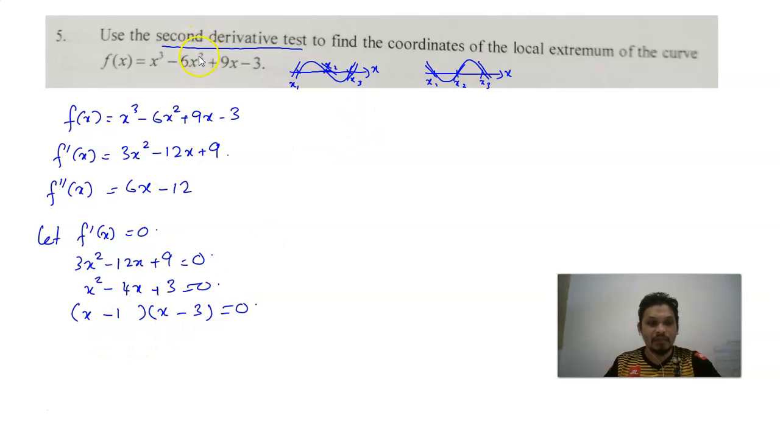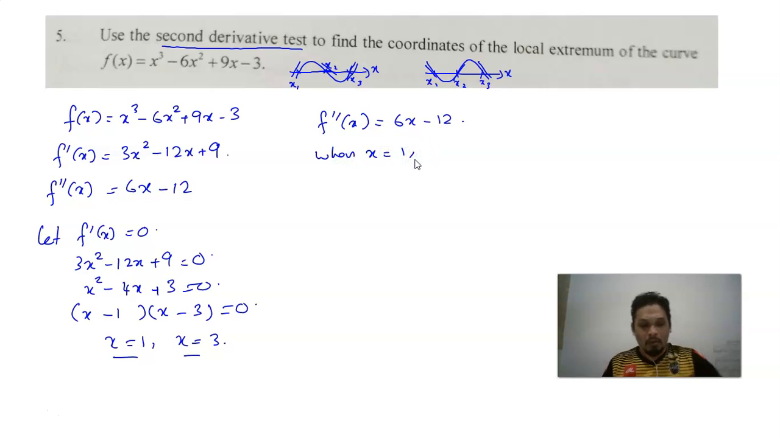Meaning, use the second derivative test. We substitute the value of x equal to 1 and x equal to 3. Substitute these two into the function of f double prime. Okay, f double prime x equal to 6x minus 12 when x equal to 1, and this is question number 5.